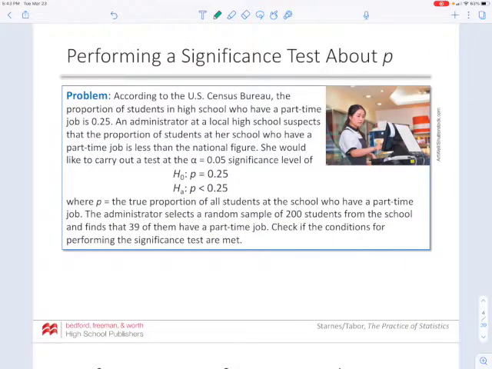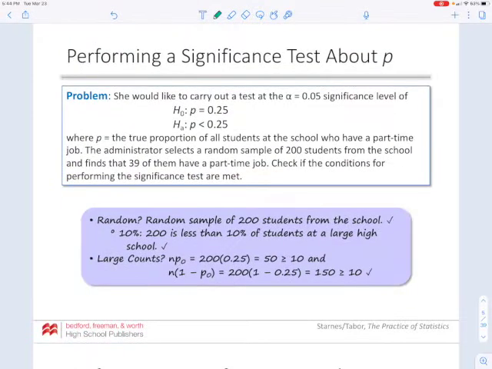According to the U.S. Census Bureau, the proportion of students in high school who have a part-time job is 0.25. An administrator at a local high school suspects that the proportion of students at her school who have a part-time job is less than the national figure. She would like to carry out a test at the alpha is 0.05 significance level, where the null hypothesis is p equals 0.25 and the alternative is p less than 0.25, where p is the true proportion of all students at the school who have a part-time job. They select a random sample of 200 students from the school and find that 39 of them have a part-time job. Check the conditions for performing the significance test.